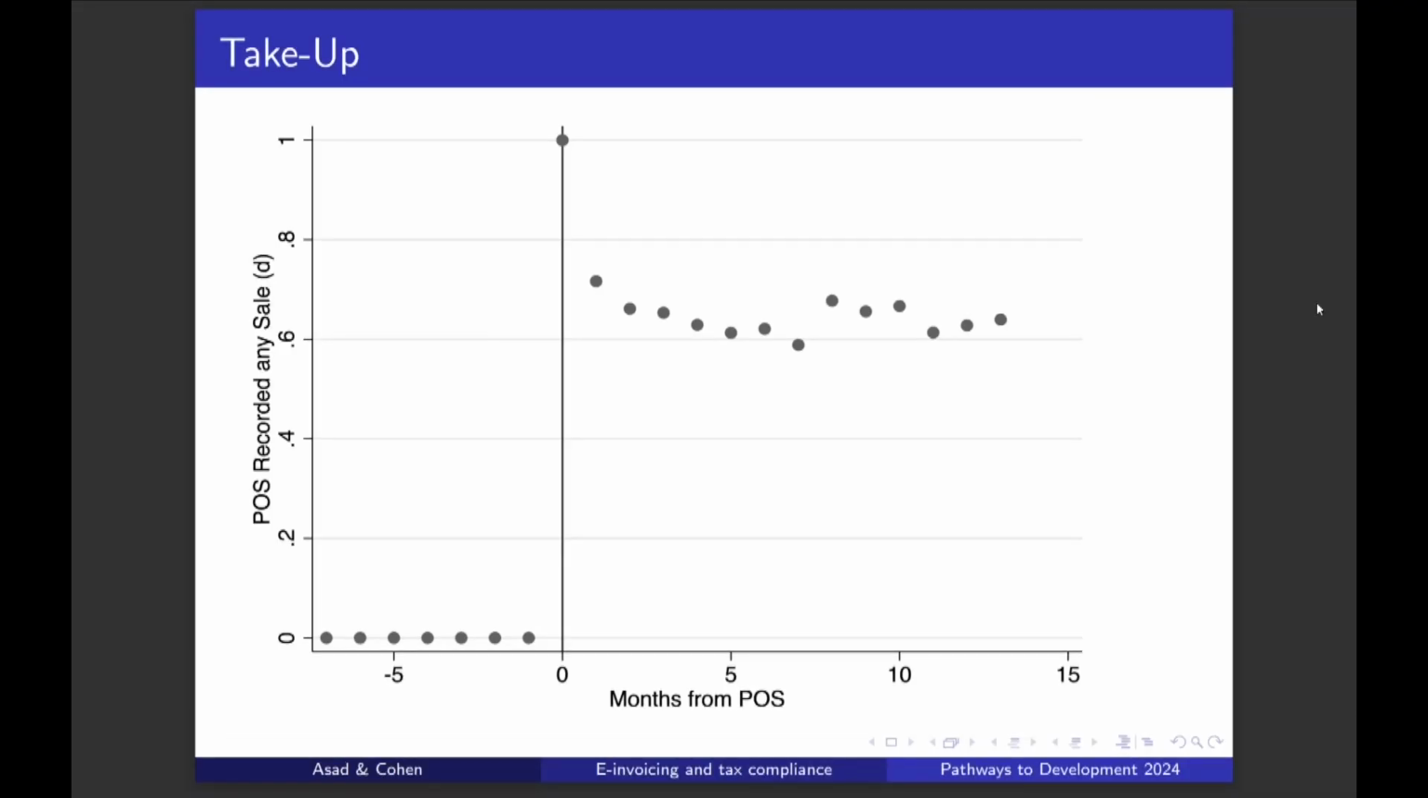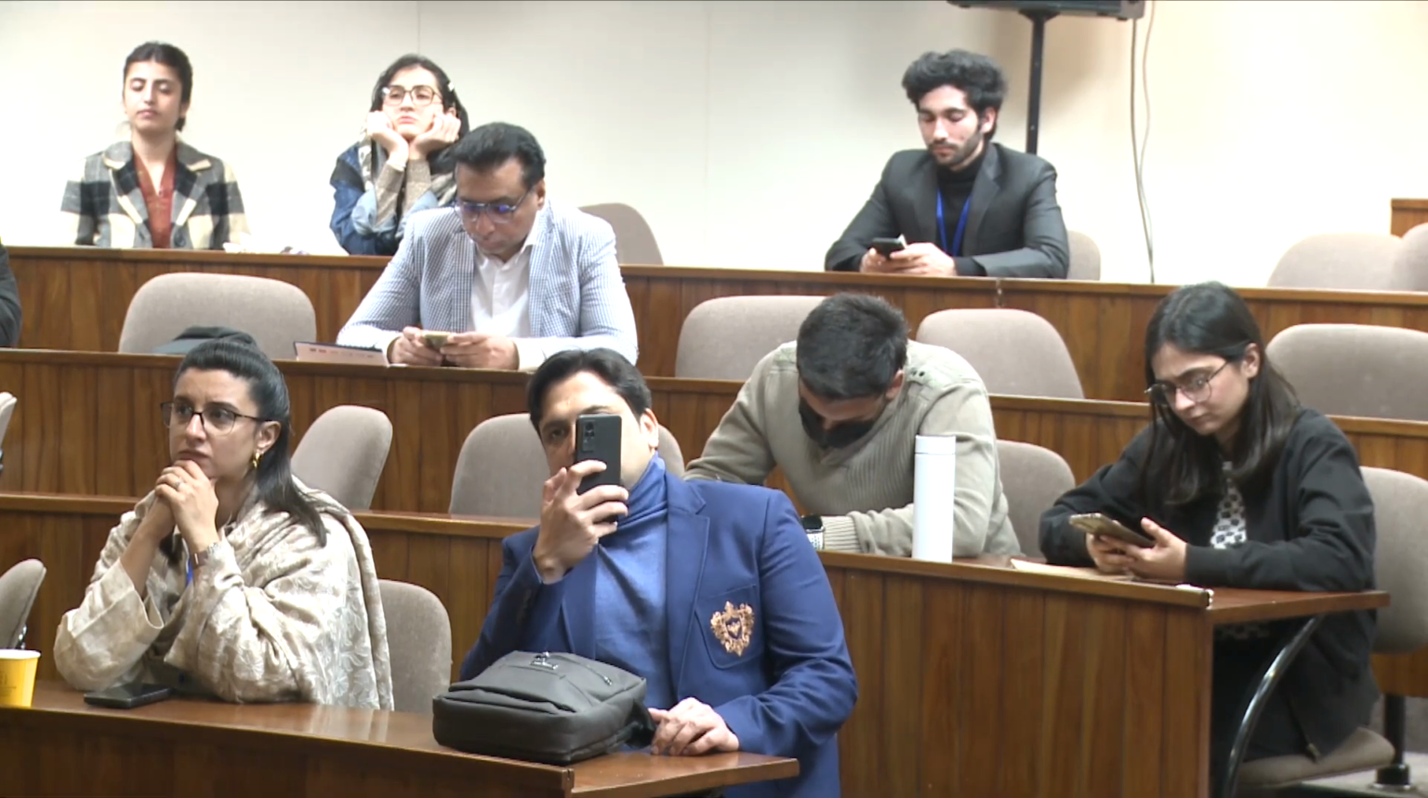In terms of the rollout, this is how we are defining the rollout. So 0 is the time when a particular business gets the device. So if an invoice is issued using a device in a particular month, we say that the device is still being used. So of course, when the device is given, the take-up is 100%. But right in the next month, you see that the usage drops to about 70%. That means about 30% of the businesses stop using the device altogether. They're not using it, even though they get the device, but they stop using it.